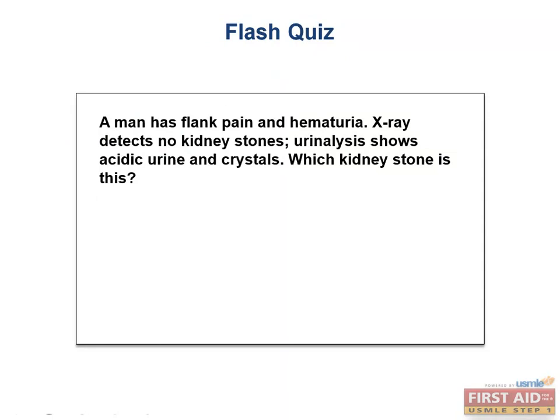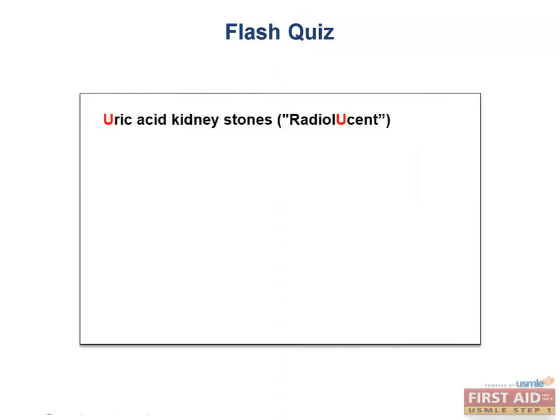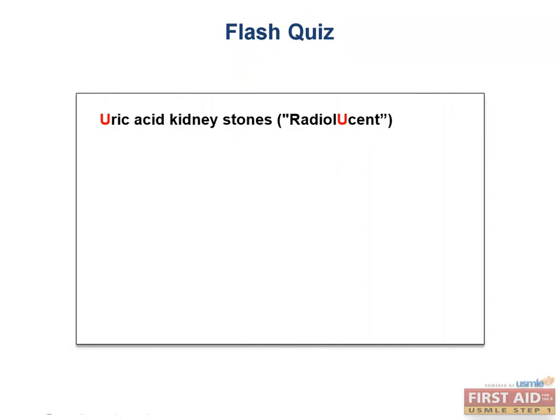A man with flank pain and hematuria comes in. X-ray detects no kidney stones. Urinalysis shows acidic urine and crystals. Which kidney stone is this? The answer is uric acid kidney stones. The way I like to remember it is the U in radiolucent tips me off that it's a uric acid stone. And both the presence of the acidic urine as well as the crystals and the fact that it was radiolucent, we didn't see anything on X-ray, all point to it being a uric acid stone.